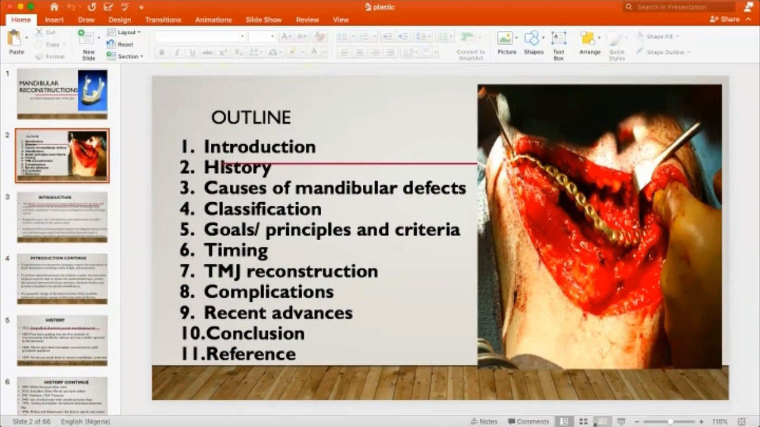And then the way you presented it was a bit confusing. You finished talking about the mandibular reconstruction, then you went to temporomandibular joint reconstruction, which I feel you should have just handled together.